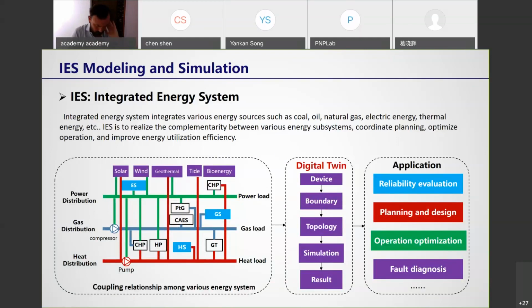So in order to analyze such a complex system, we propose a general modeling and simulation framework. And also the digital twin of the IES is built based on this framework. We also developed a simulation engine to support further simulation-based applications such as reliability evaluation, planning and design, operation optimization, and fault diagnosis.